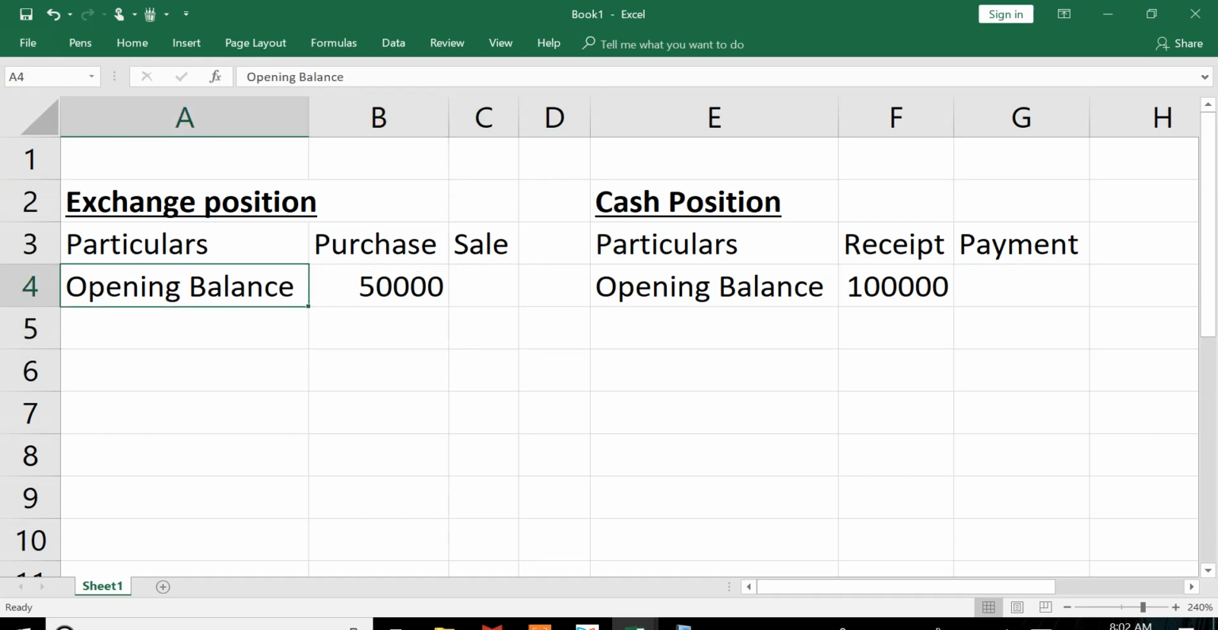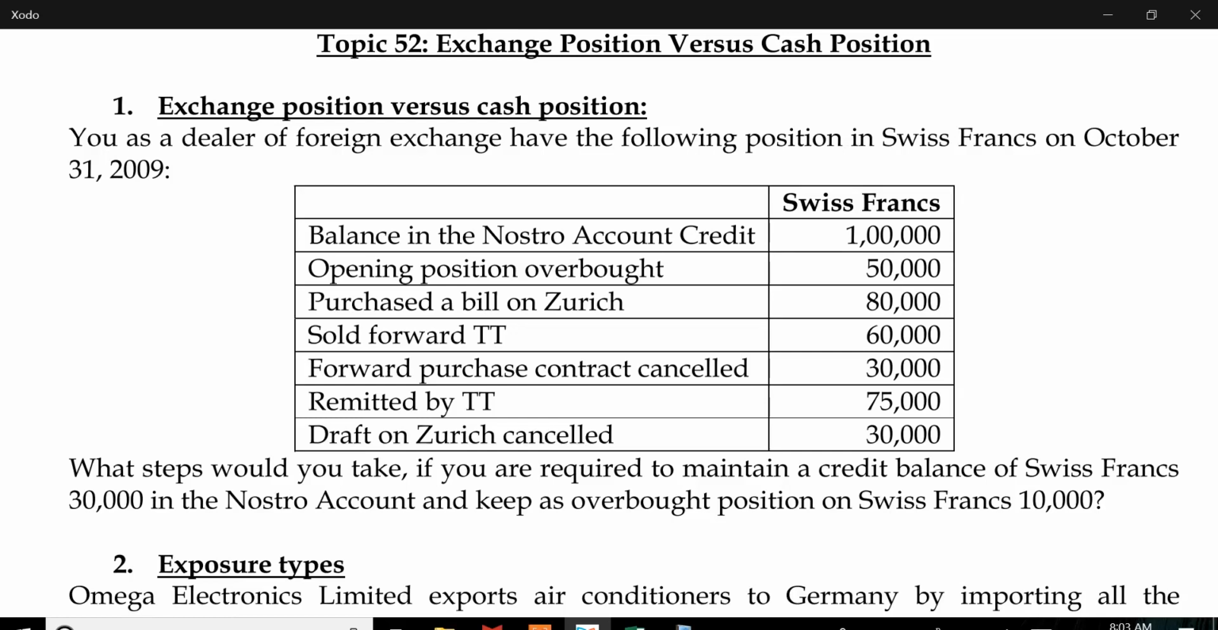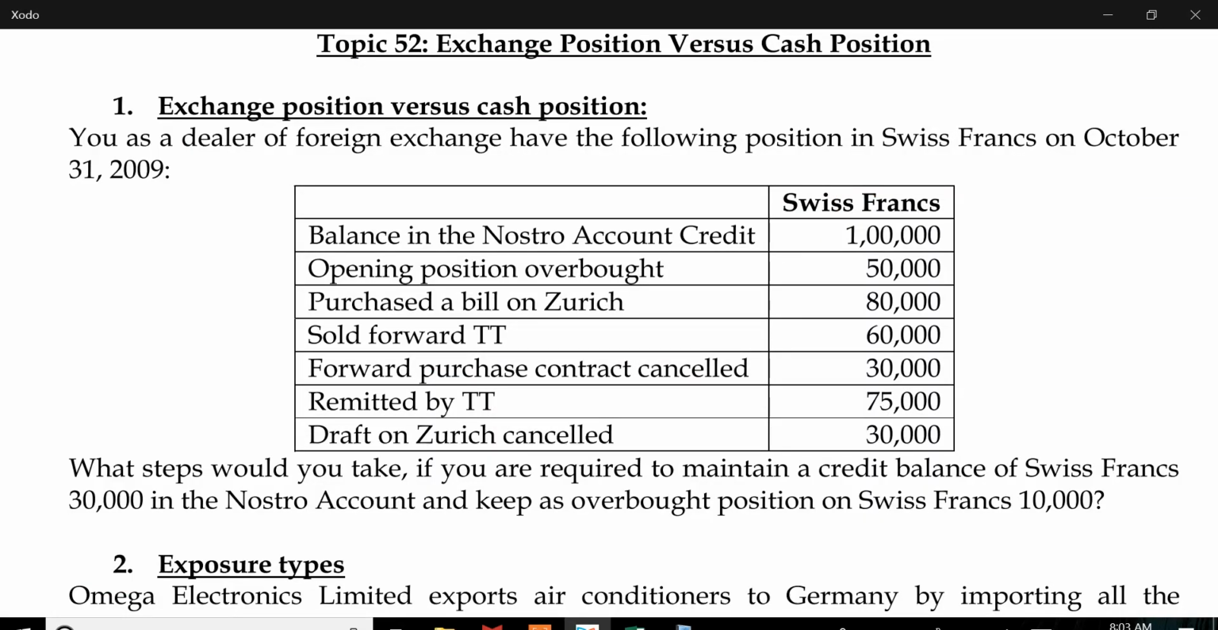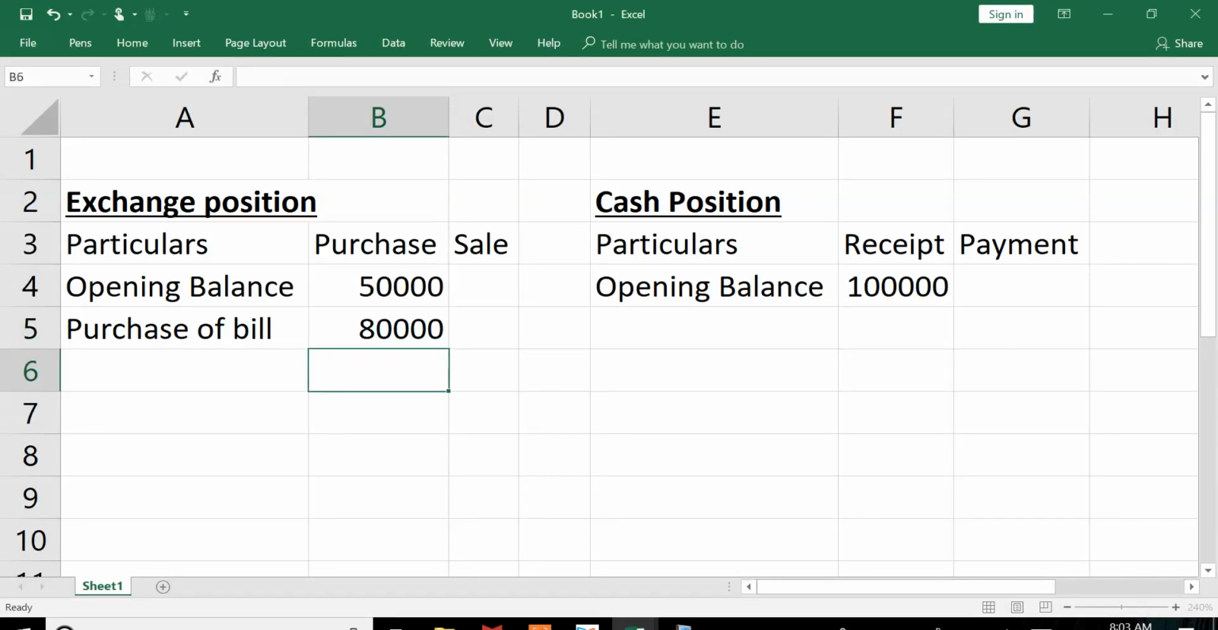Now let's go transaction by transaction. First transaction is purchased a bill on Zurich. When I purchase a bill, my currencies are going to go up. My exchange position will go up. When I purchase a bill, only the exchange position is impacted. Once the realization for this happens, the receipt will also go up. So now write purchase of bill, 80,000.